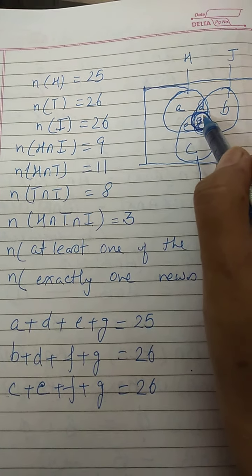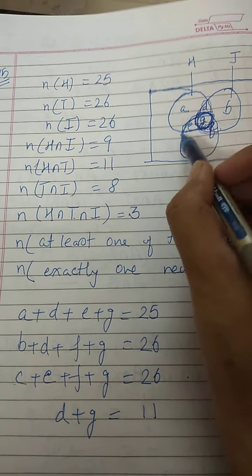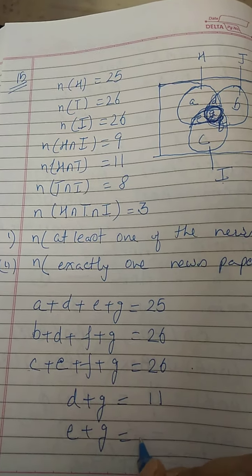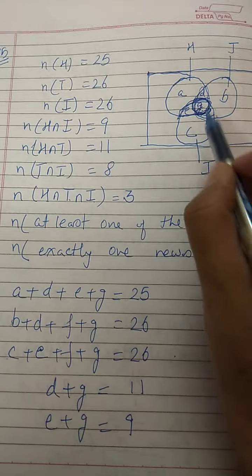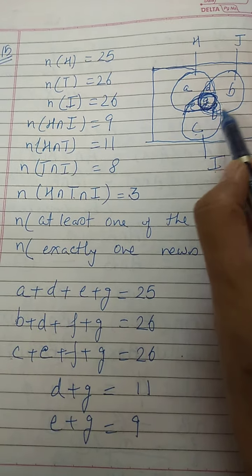Now H and I. This is the H curve, this is the I curve. So this is the intersection part of H and I. There are two alphabets, E plus G, right? So E plus G is H intersection I. How many are there? 9. Similarly, T and I intersection is G plus F, which is 8. And all three, the middle part, is the region common to all three curves: G. The value of G is given as 3. So I know the value of G.